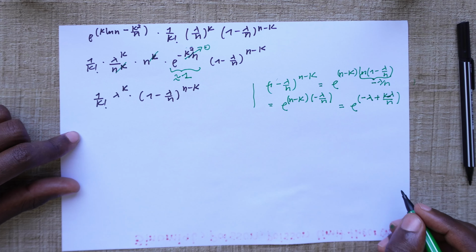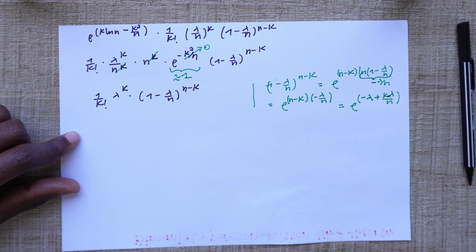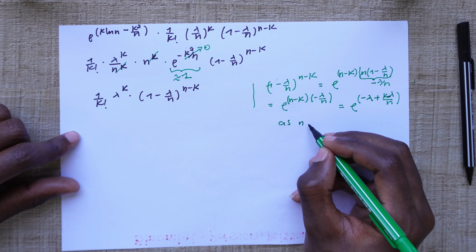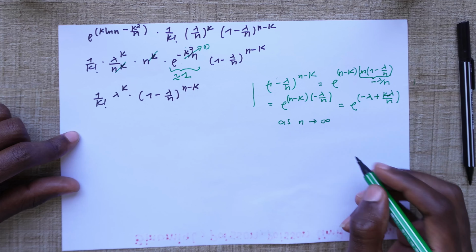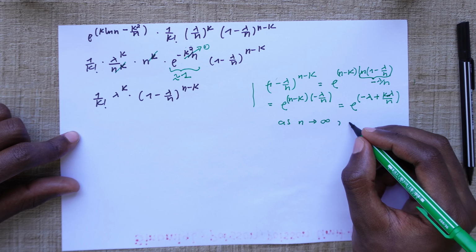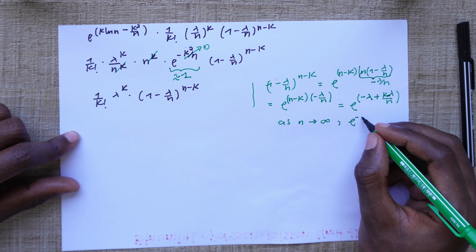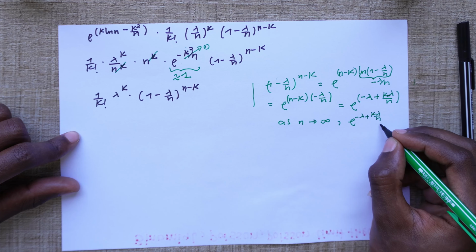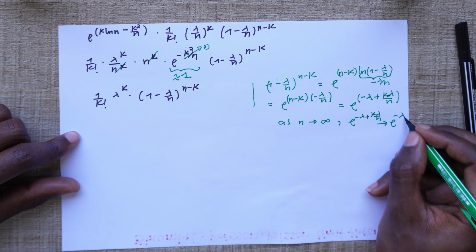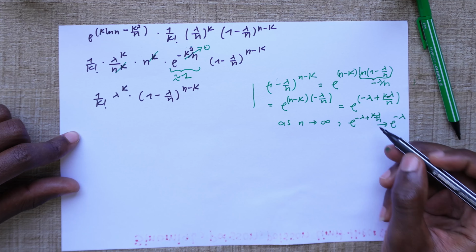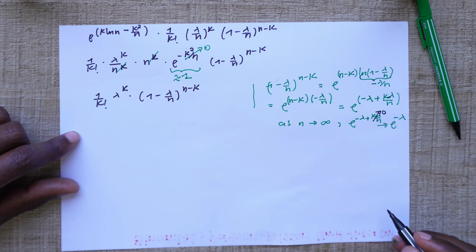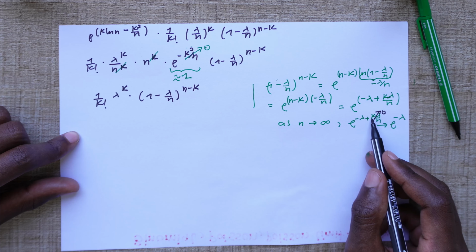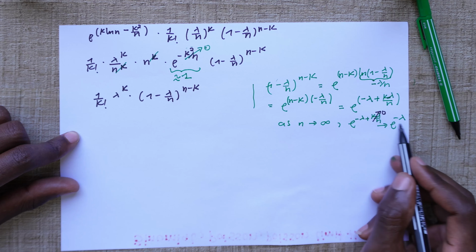Hope you're seeing that. And then here we can make again another approximation, okay, which is that as n tends to infinity, then e to the negative lambda plus k lambda over n would return to e to the negative lambda, okay, because this turns to 0, in other words. So for large n, this turns to 0, and e to the negative lambda turns to that.